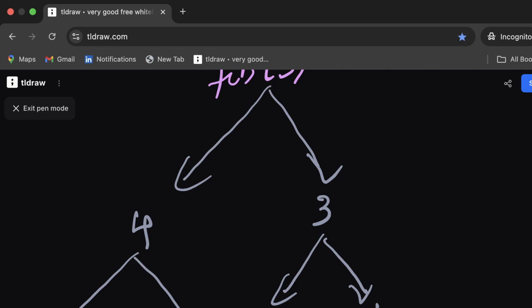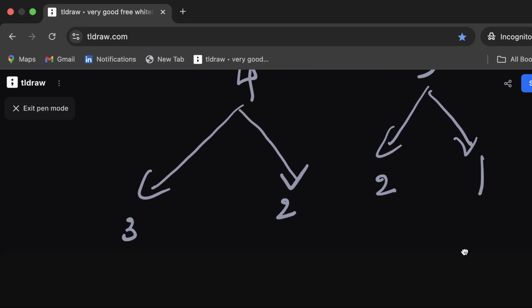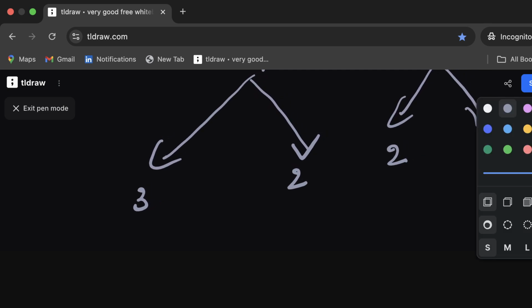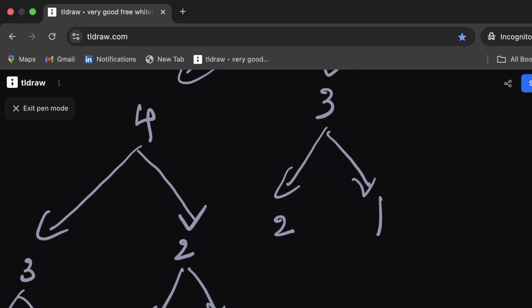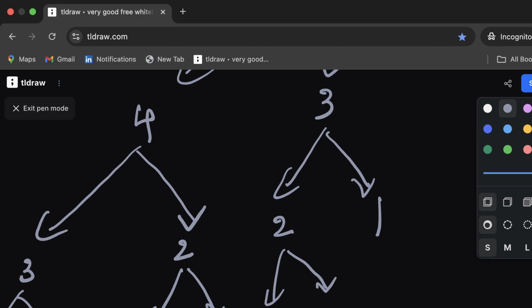So remember this is the base condition, right? So one is at the base. And then for 3 I'm going to make 2 more calls, so this is 2 and 1. This is going to be 0 and 1. So at each level, how many calls am I making?